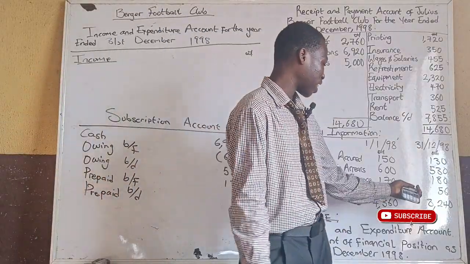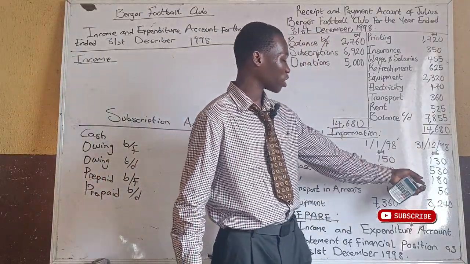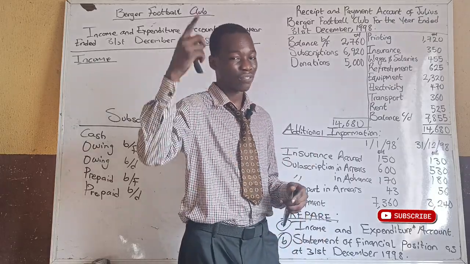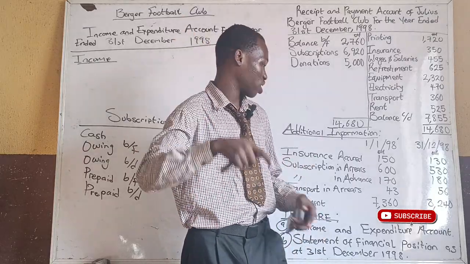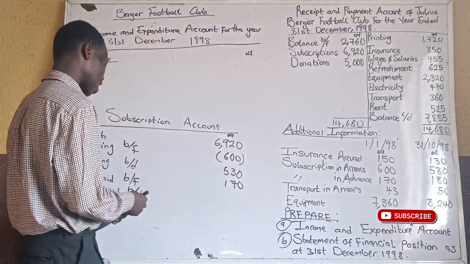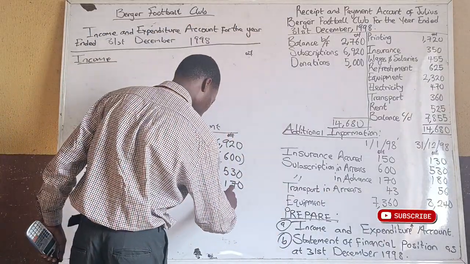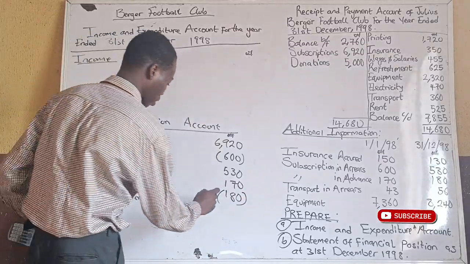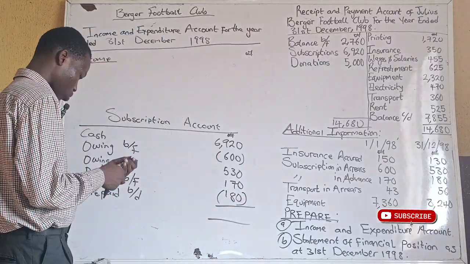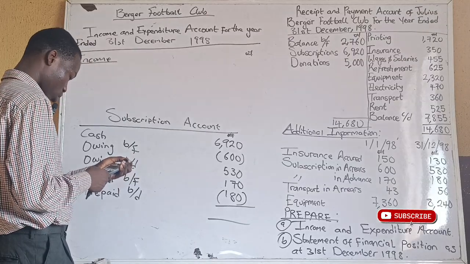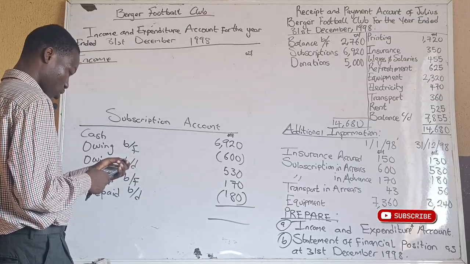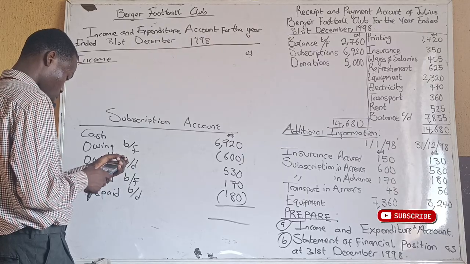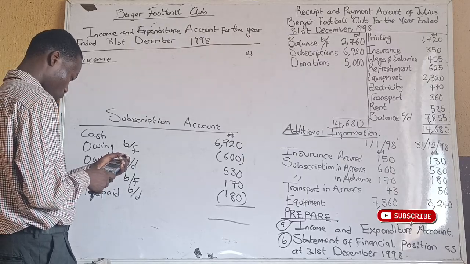And prepaid at the end. This amount was prepaid at the end of the year. It's not for that year anymore, it's for the next year. You know, prepaid means advance. So we are going to subtract it since it's not for that year, and that is 180. Anything we are subtracting, we put inside bracket. Now we have 6,920 minus 600 plus 530 plus 170 minus 180.